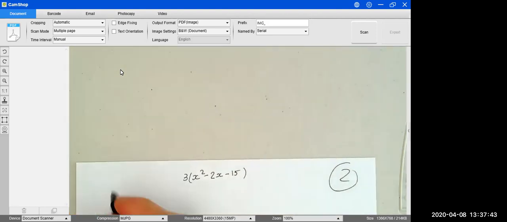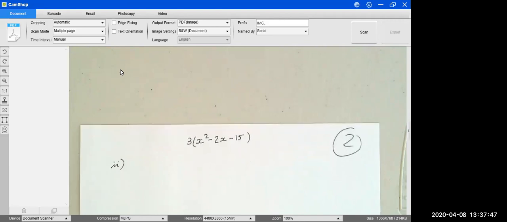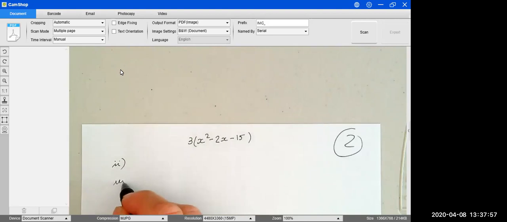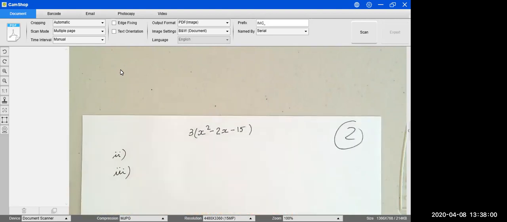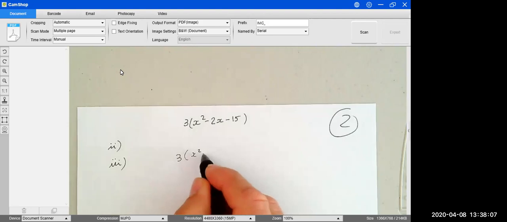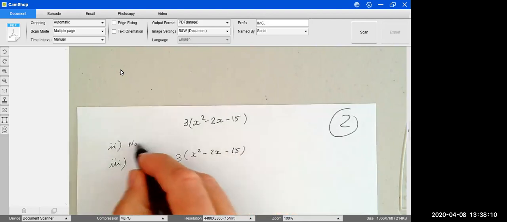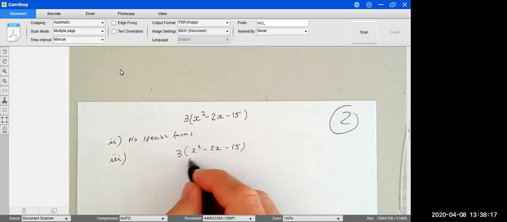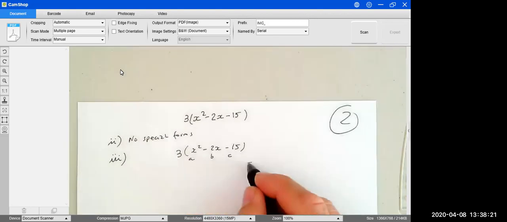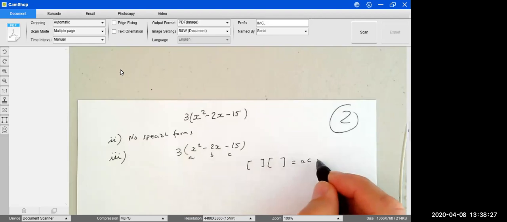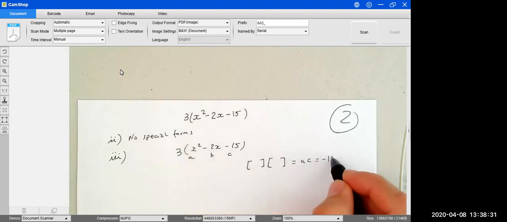Now, second step, we're going to look for special forms. So you can see here that you have a trinomial, and this is not a perfect square. This is not a perfect square either, so no special forms in this case. So we finish now factoring the trinomial by using the general technique. So this is 3x squared minus 2x minus 15. Let me write here no special forms. So we go directly to the third step, which is factoring the trinomial. So we have a, b, c. So we know that we are looking for two numbers that when you multiply them, you're going to get a times c, which is 1 times negative 15, which is just negative 15.